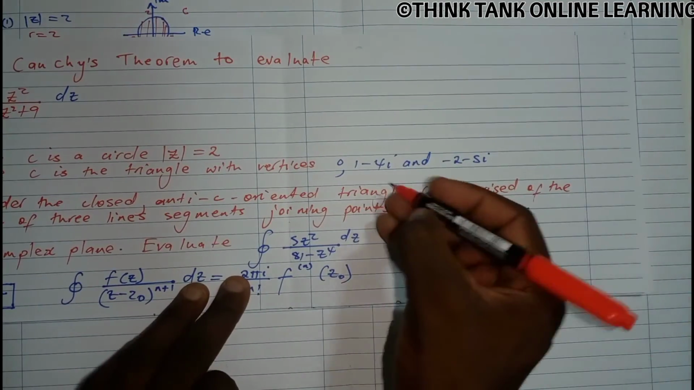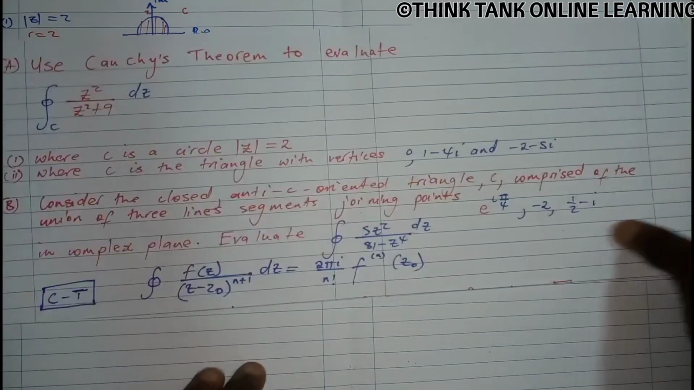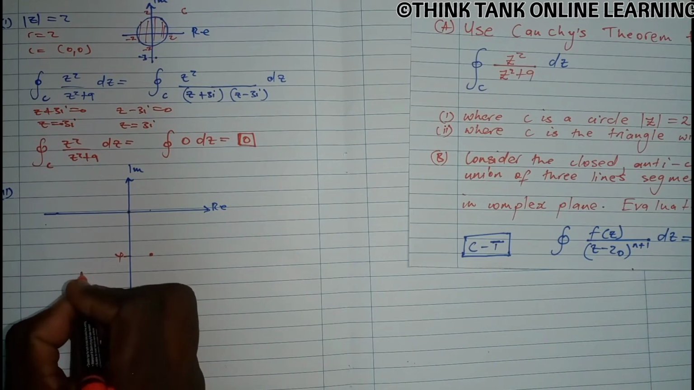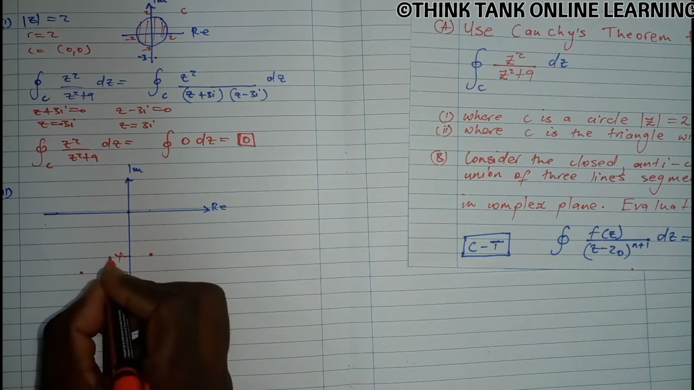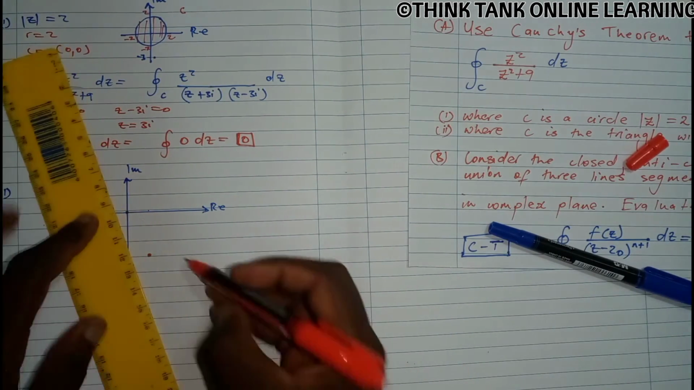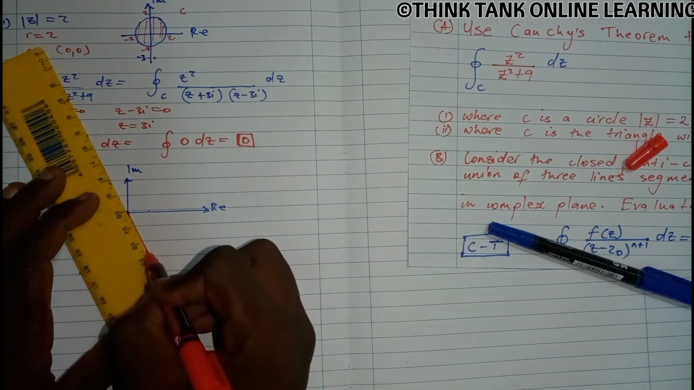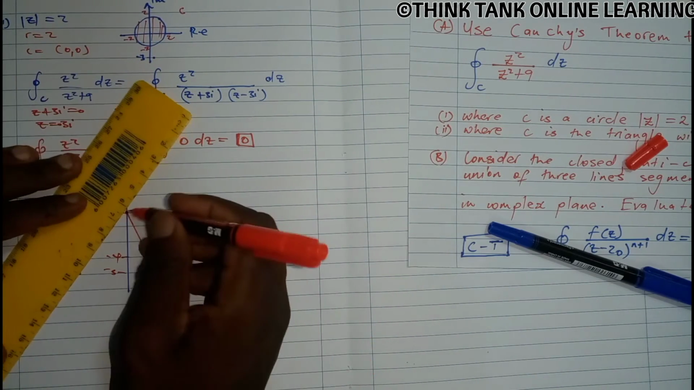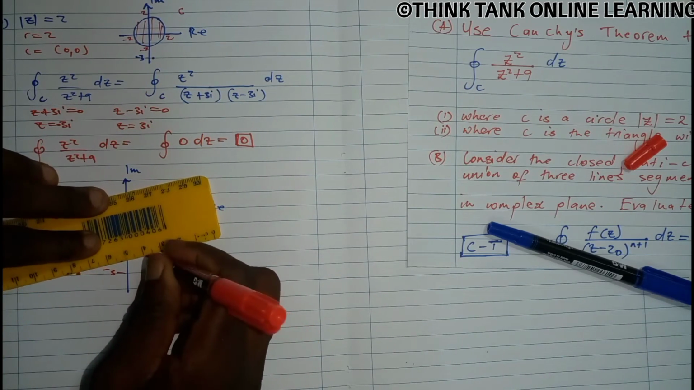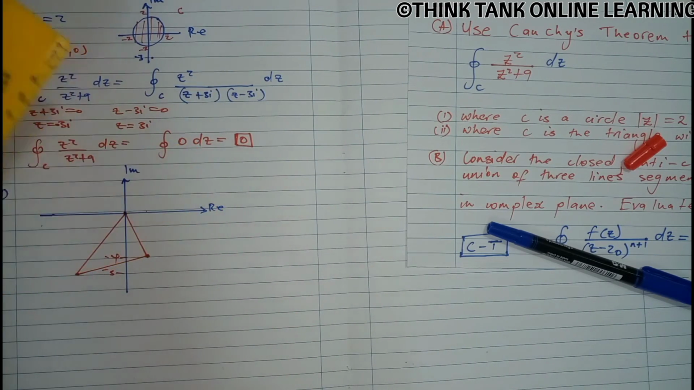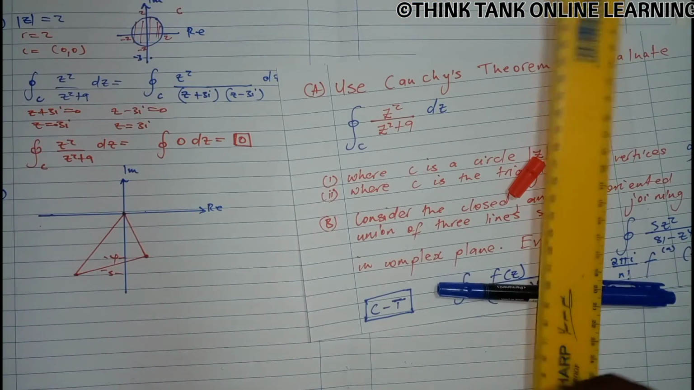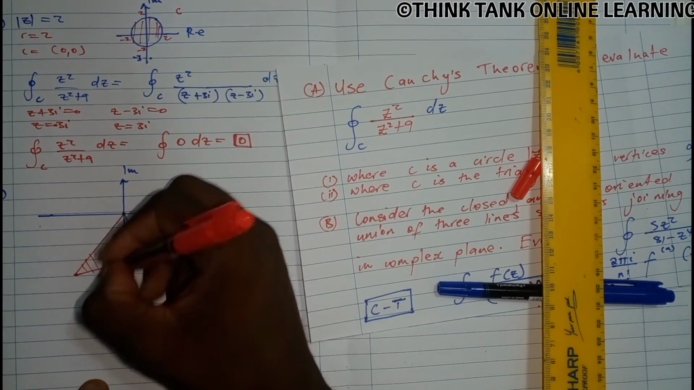And we have negative 2 minus 5i. So I'm going to move 2 units to the left and 5 units down. So I'm assuming that negative 5 is right here. After that, I'm going to draw my triangle. So I'm going to join this point first, then this point and this point, like this. And after that, we need to shade our region.